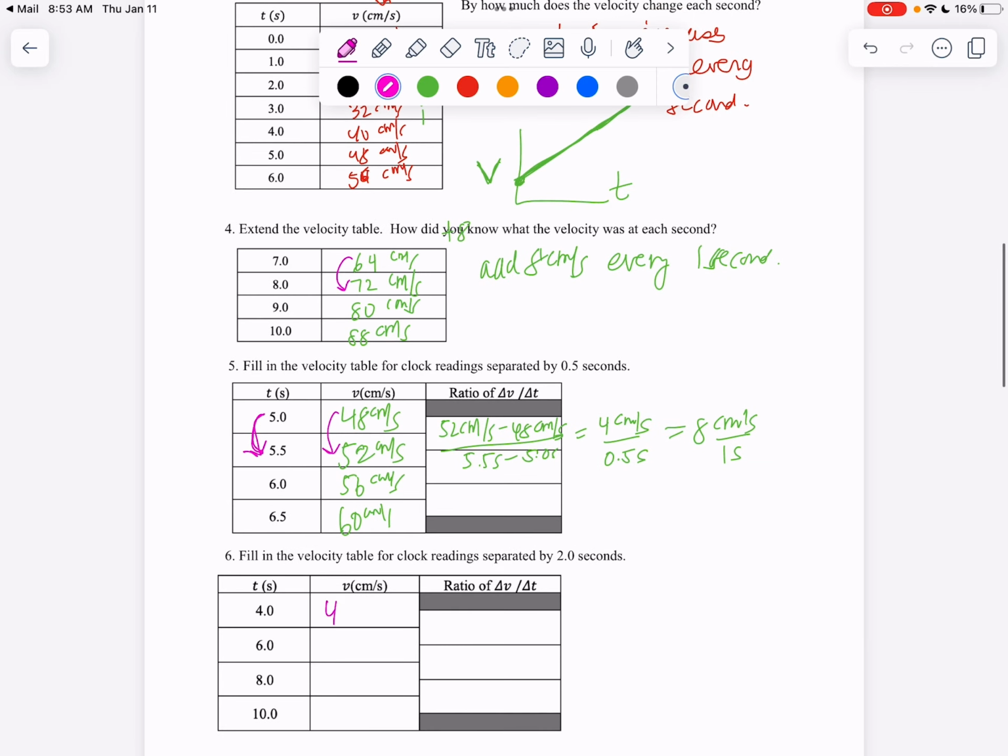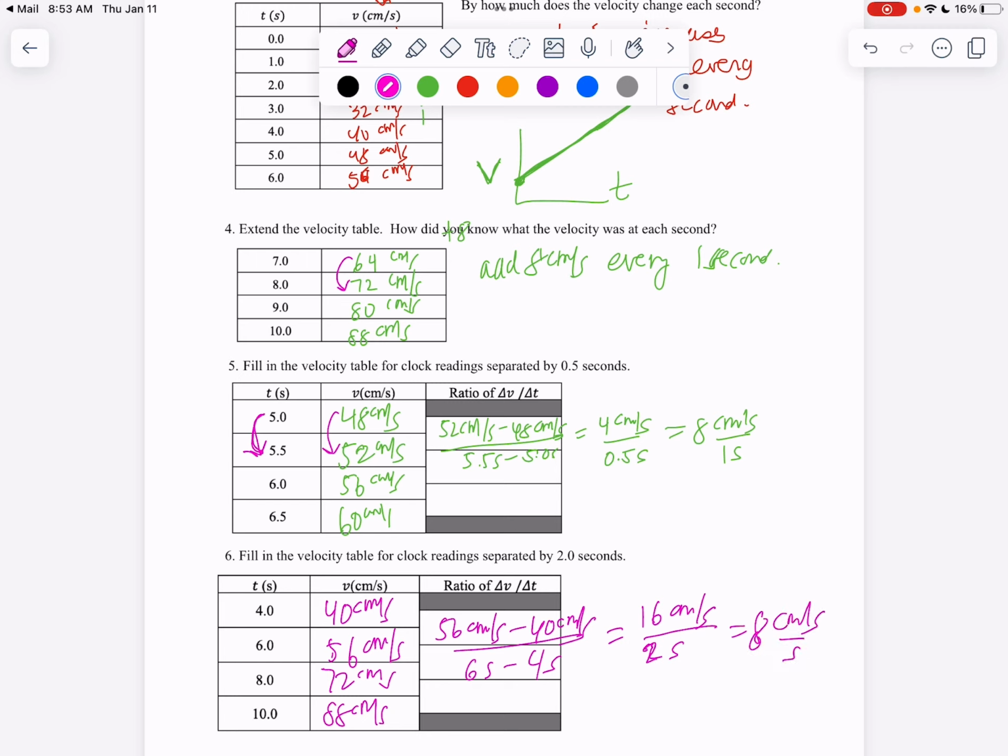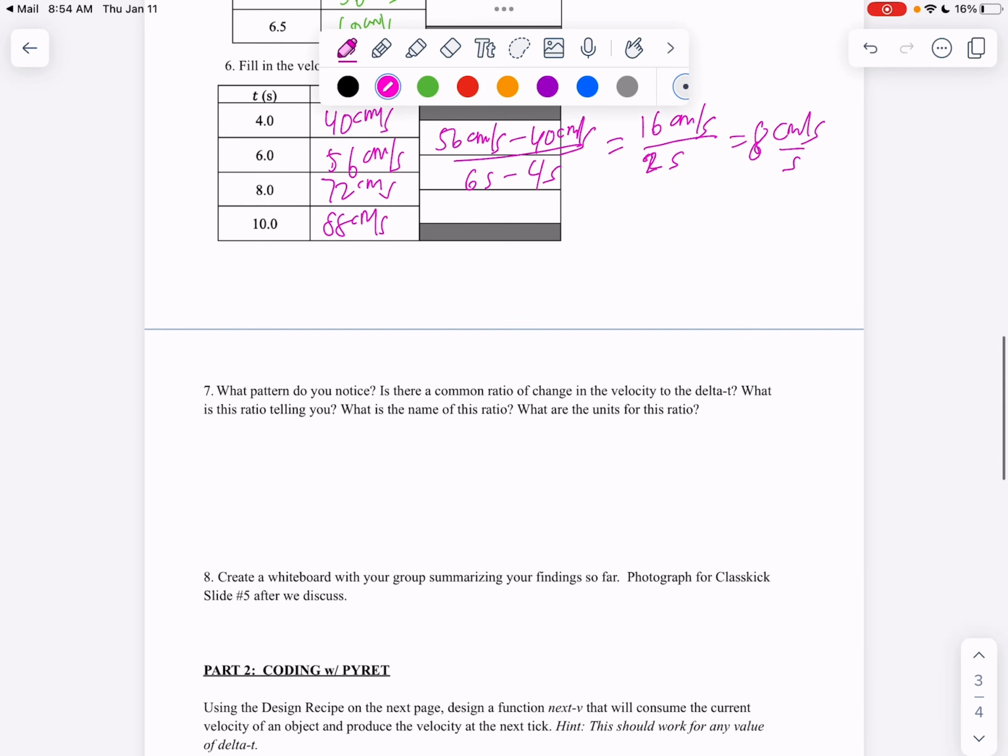And similarly, I can do it for 2 seconds. So if I do 4, so I do 40, 6, 56, 8 was 72, and 10 was 88, okay? So now if I look at this ratio, let's do 56 minus 40 over 6 minus 4. Okay, so that's going to be 16 centimeters per second. But now I'm waiting 2 seconds, right? Because if I wait 2 seconds, it's going to get faster than if I wait 1 second. But still, look at this. The ratio is still 8 centimeters per second per second. Every 1 second, the car is still getting 8 centimeters per second faster. Okay? All right. So what pattern I notice is that ratio is always the same.